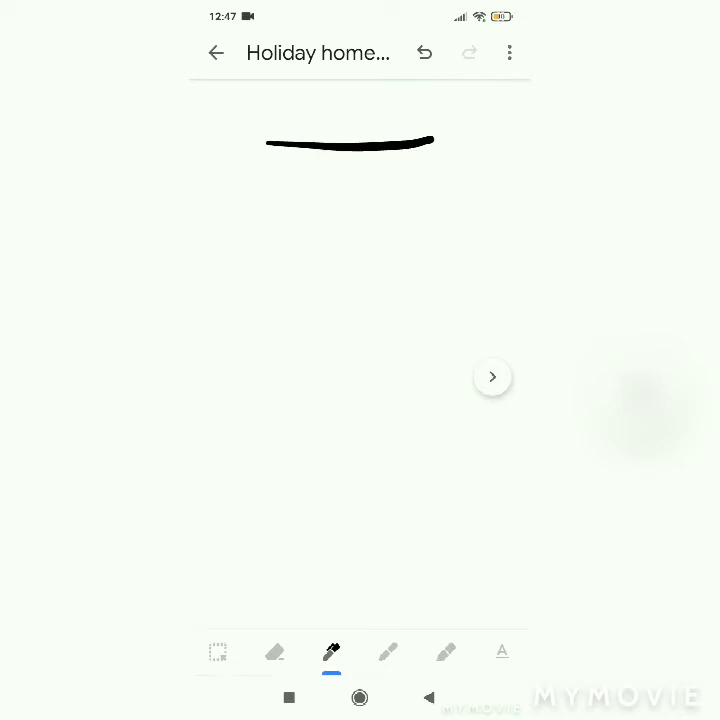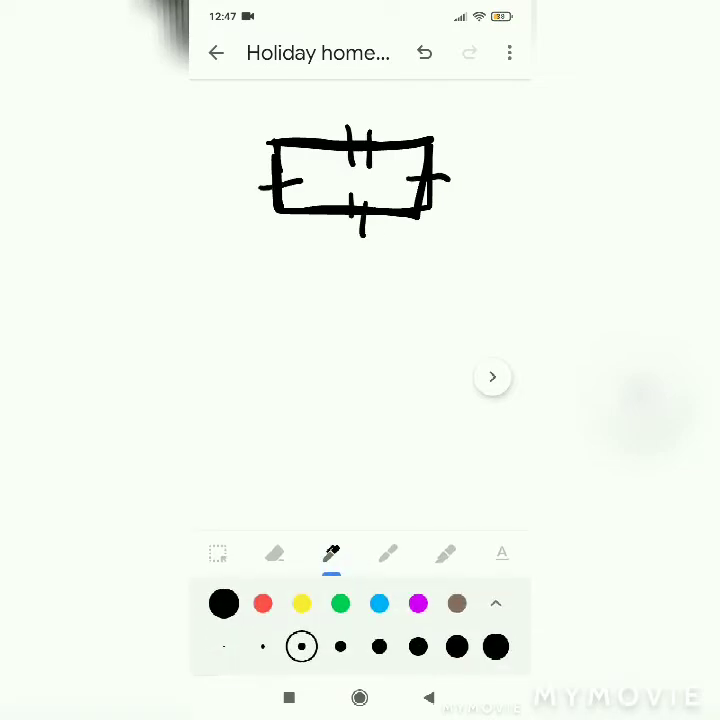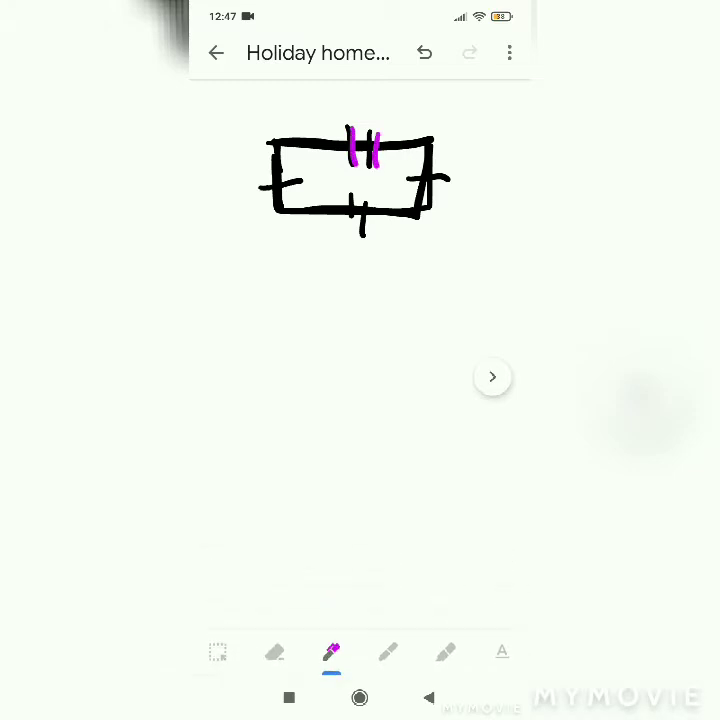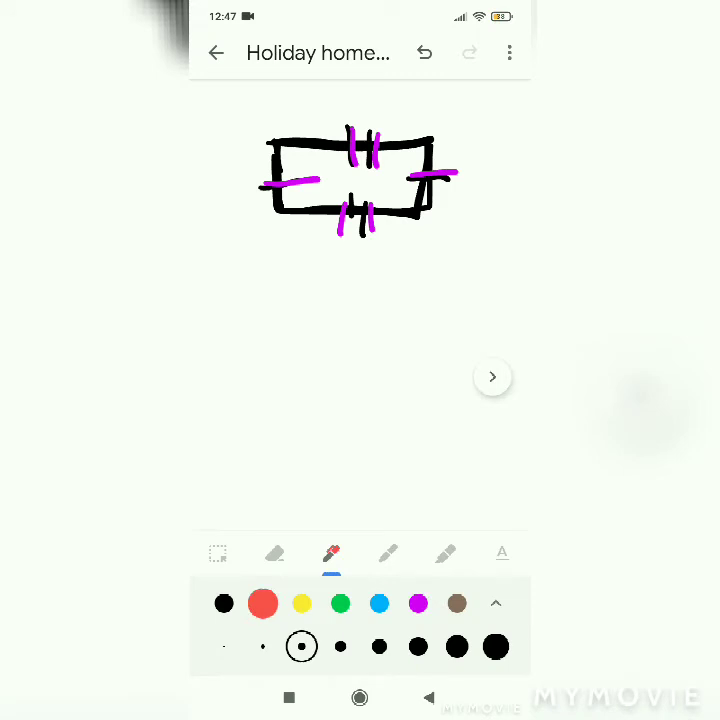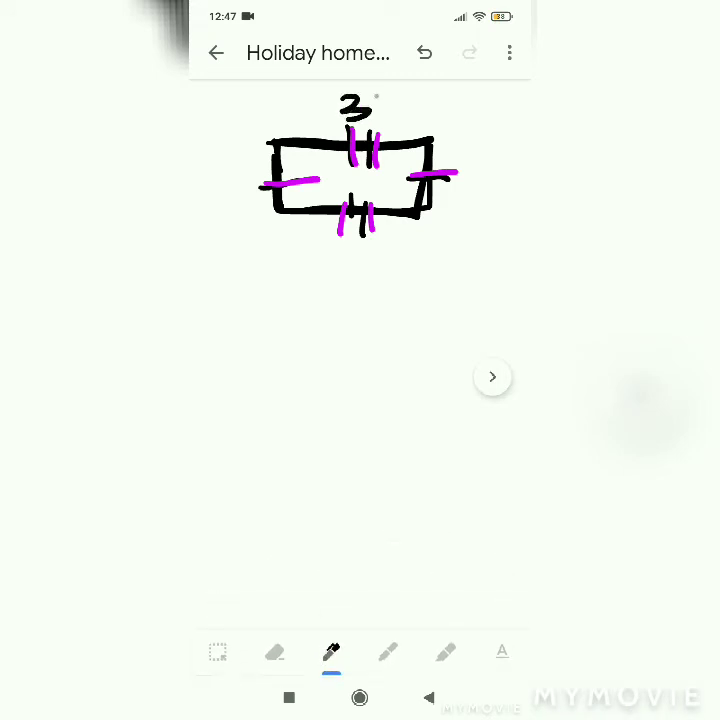So first suppose I have taken a rectangle, and we know that a rectangle does not have all the sides equal, the sides are different. The upper two sides are equal and these two sides are equal. So I'll give it like 3 meter, 3 meter, 3 meter, 3 meter.